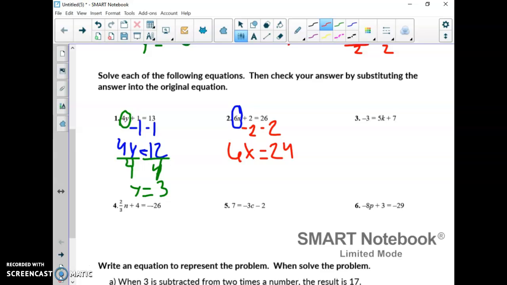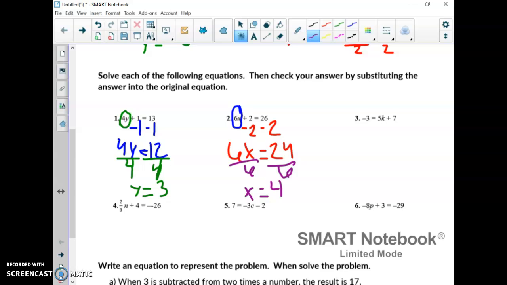Okay, again, once you get down to this step, it's a good old-fashioned one-step equation. You guys know how to do this. You guys were doing really well with this yesterday. So 6x is multiplication. What's the inverse of that? It's going to be division. Very good. So you divide both sides by 6, and you're left with x equals 4. All right. So that's it for now, guys.